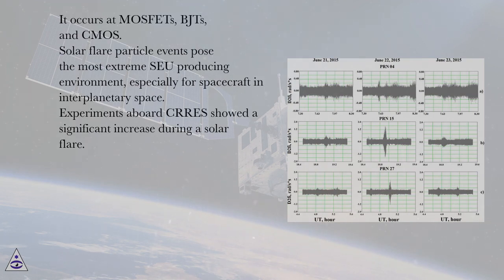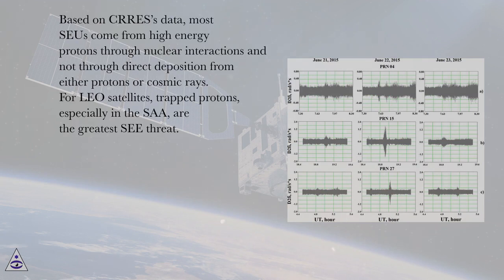Solar flare particle events pose the most extreme SEU producing environment, especially for spacecraft in interplanetary space. Experiments aboard CRRES showed a significant increase during a solar flare. Based on CRRES data, most SEEs come from high-energy protons through nuclear interactions and not through direct deposition from either protons or cosmic rays. For LEO satellites, trapped protons, especially in the SAA, are the greatest SEE threat.